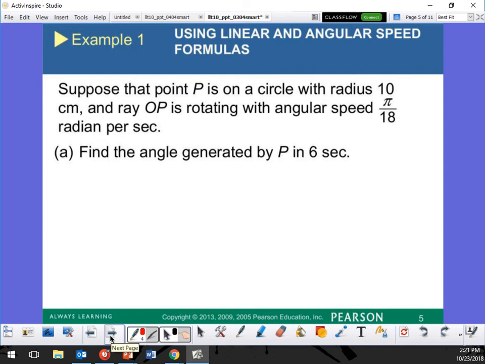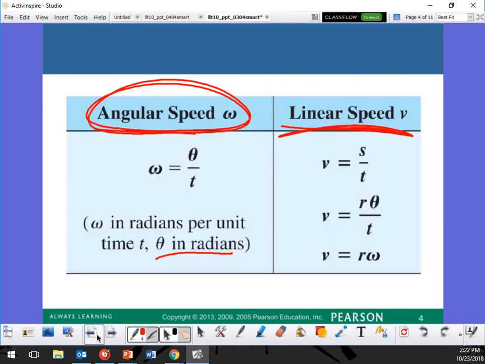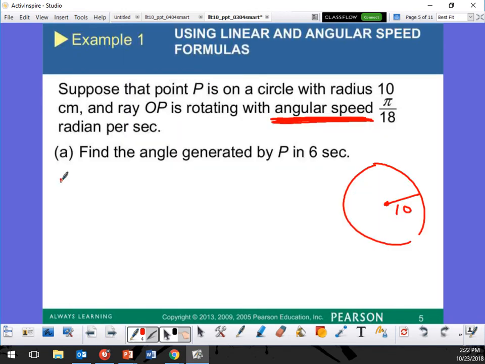All right, so suppose point P is on a circle with a radius of 10 centimeters, and ray OP is rotating with an angular speed. What variable is angular speed? It's W, right? So I know that W is theta over T, pi over 18, and that's radians per second.